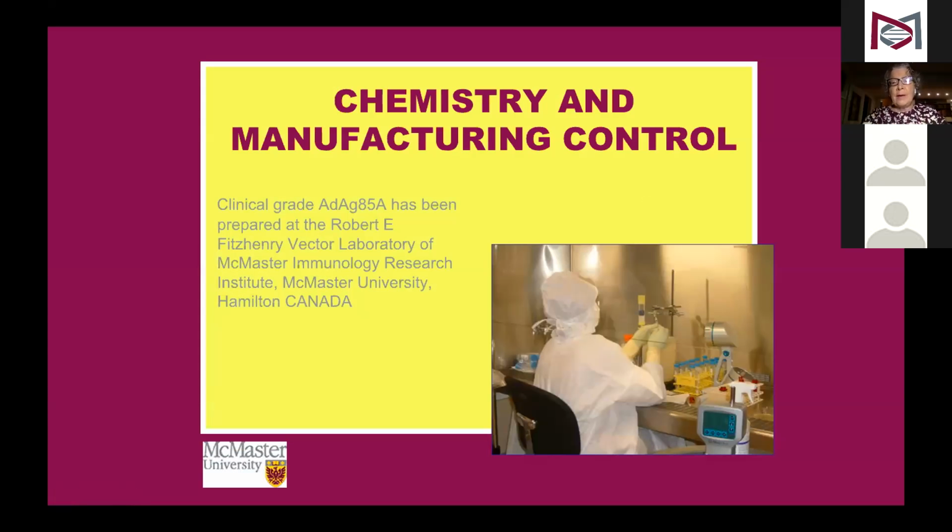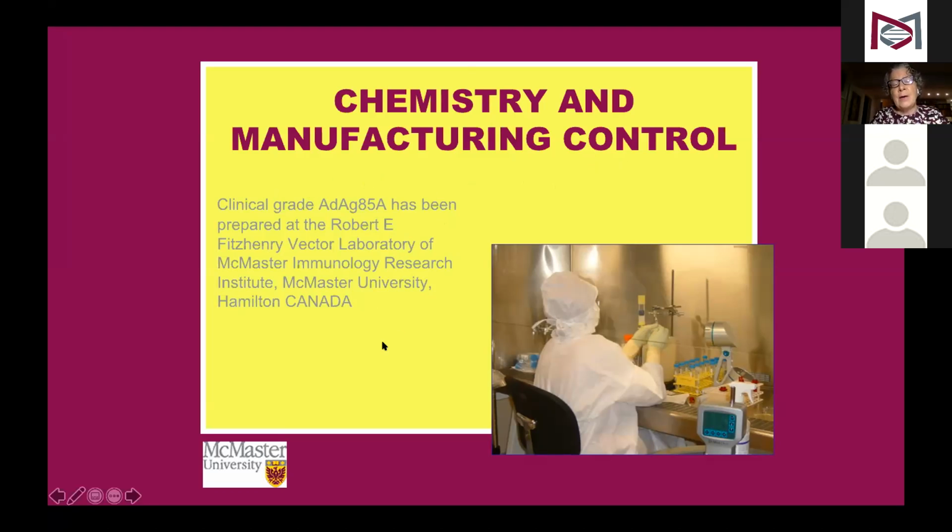So once we've got some excellent preclinical data, which I think you would all concur with, having reviewed really just a very small selection, the next part of proceeding with a phase 1 trial is to look at the chemistry and manufacturing control. And we are extraordinarily fortunate here at McMaster to have the facility at the Robert E. Fitzhenry Vector Laboratory up there on the 4th floor, where we have and continue to make clinical grade vectors.